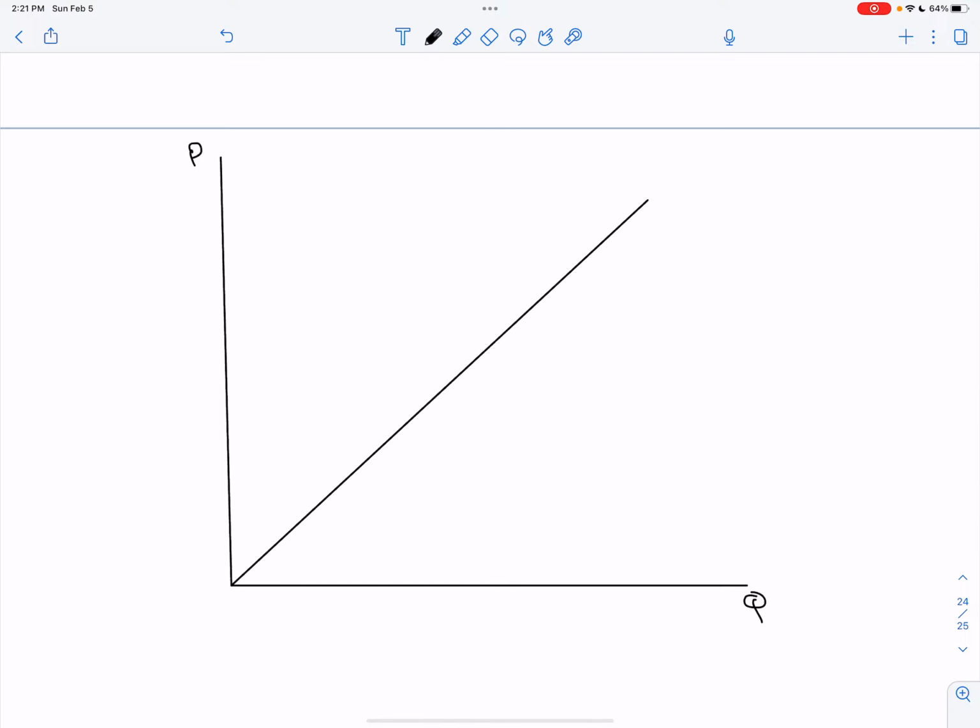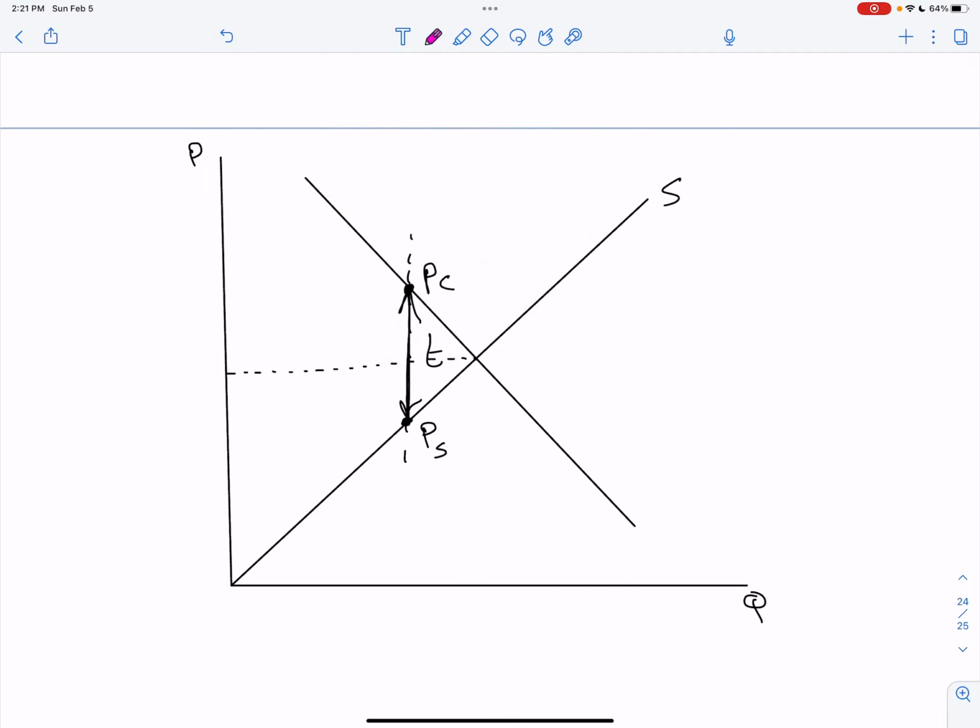So I'm going to try to make the demand and supply curves equally steep. So this is our old equilibrium point, and then we have some gap here. This would be PC, this would be PS, and this would be our tax T. You can see here, just visually, that this is very roughly equal to that.